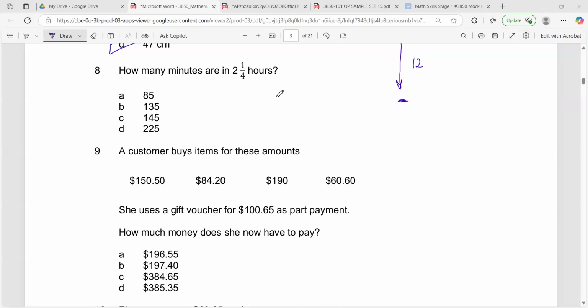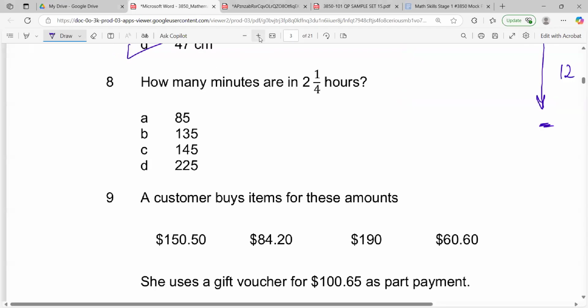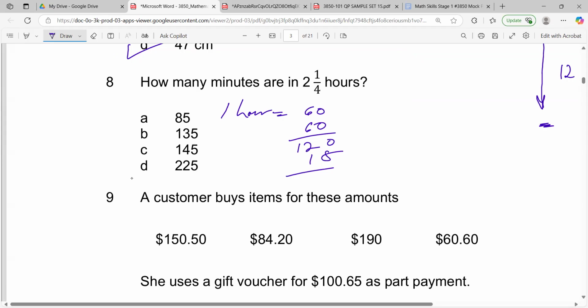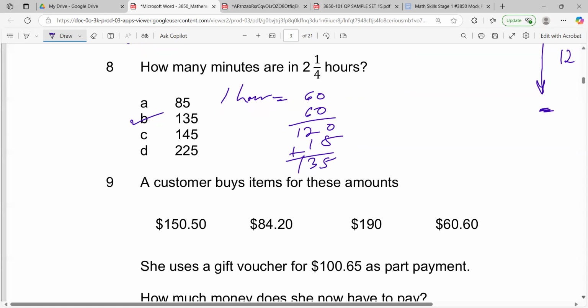All right, it said how many minutes are in 2.25 hours? Let me just zoom in. How many minutes, right? So we know that 1 hour equals 60 minutes. If I double this, that's 120, and if I find a quarter of it, it'll be 15, right? So 135 minutes. 15 minutes make a quarter.